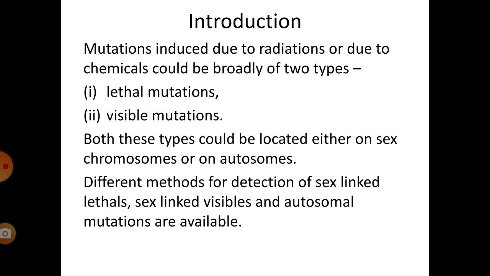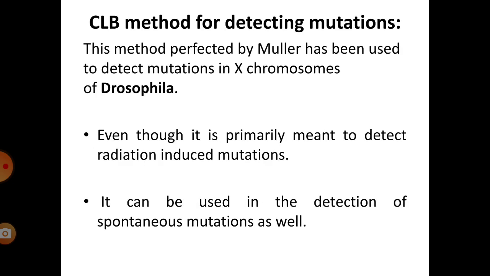Muller designed an experiment to detect the presence of lethal mutation, as lethal mutations are more frequent than visible mutations. This method was called the CIB method. For this, he created a unique female Drosophila that had a normal X chromosome and a special X chromosome which had special features. Okay?